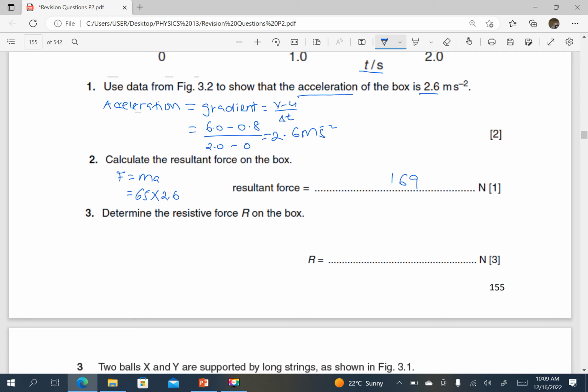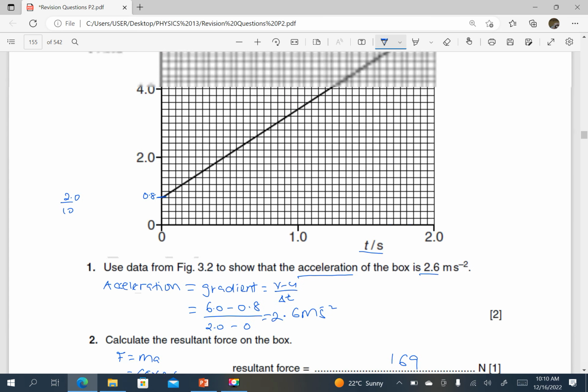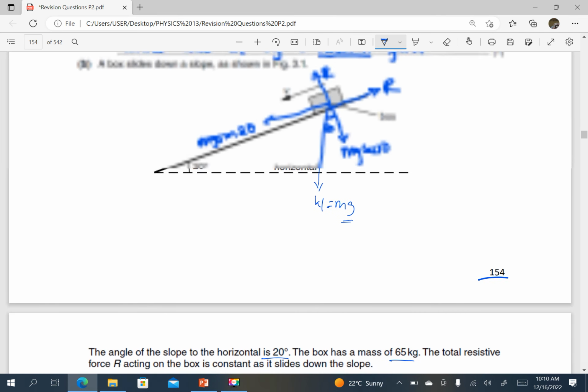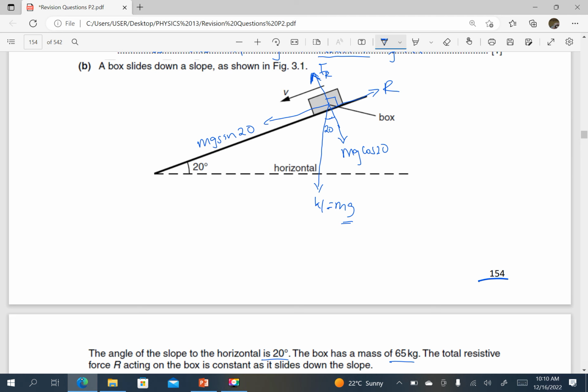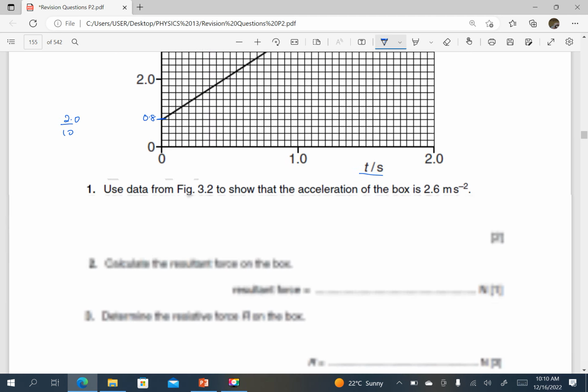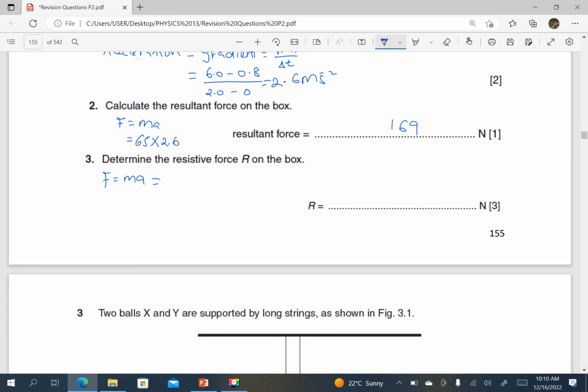Then determine the resistive force R on the box. Remember, the body is moving downwards, and it is the resultant force which causes the acceleration. So the resultant force, which is ma, is the difference between the force downwards and the resistive force. The force downwards is mg sine 20. The resistive force is upwards, which is R. The resultant force is the difference between those two, so the resultant force F is going to be mg sine of 20 minus R.